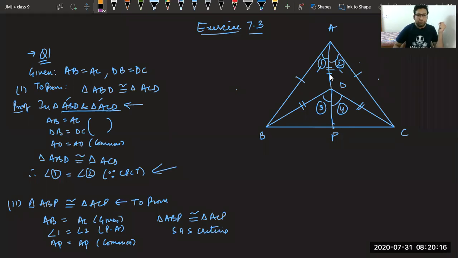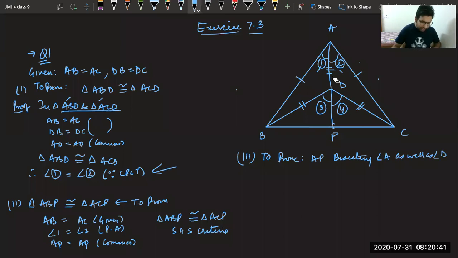Now see, we have done two parts easily. The third part, saying DPB and DPC. Yes, beta. The third part we have to prove is that this line AP is bisecting angle A as well as angle D. We already have proved that angle A is bisected by AP because 1 equal to 2 we have proved here. We have proved this part. But this one we have to prove, angle D1.